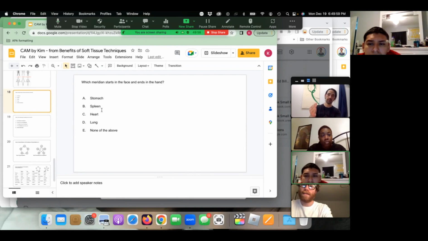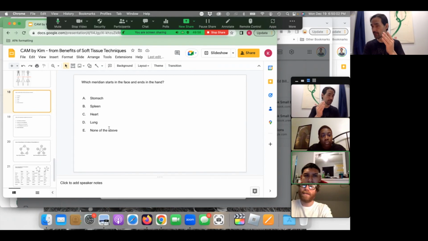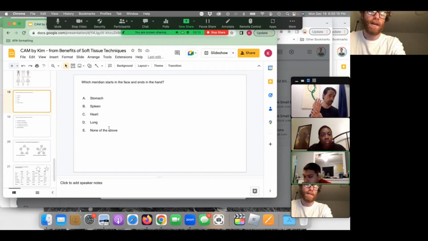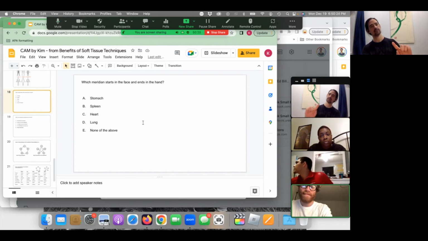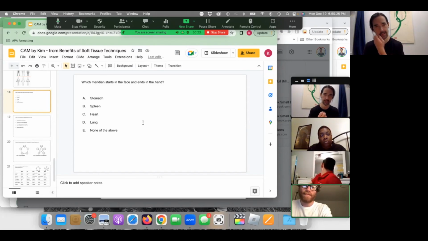And then for the, it's not listed, but for the large intestine, Sanjiao, and small intestine, they have a relationship between the hand and the face. So do they start in the face and end in the hand? Or do they start in the hand and end in the face, Josh? Start in the hand and end in the face. That's exactly right. Yes. After like 15 years, I always have to be like, okay, which point is this?